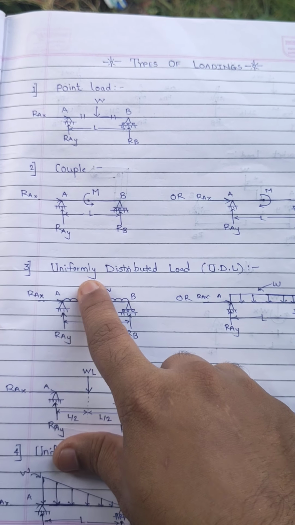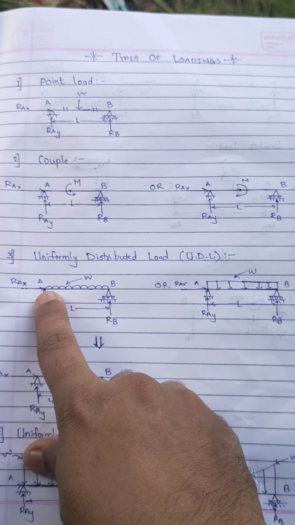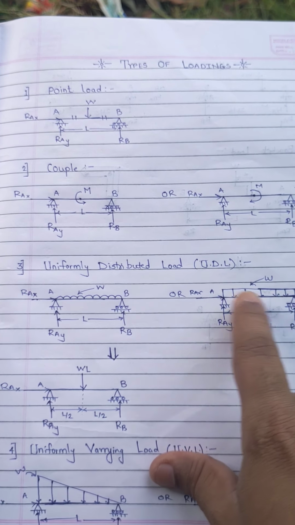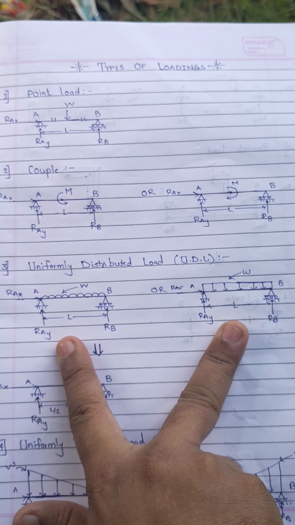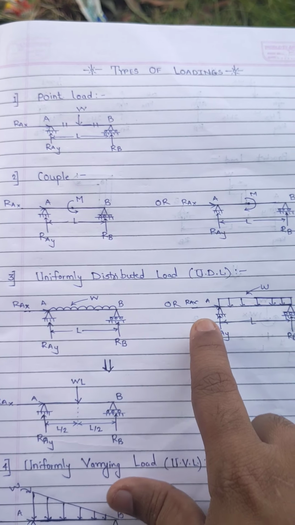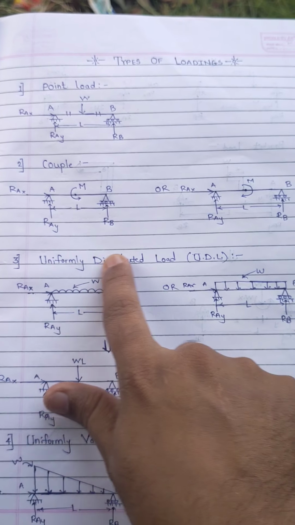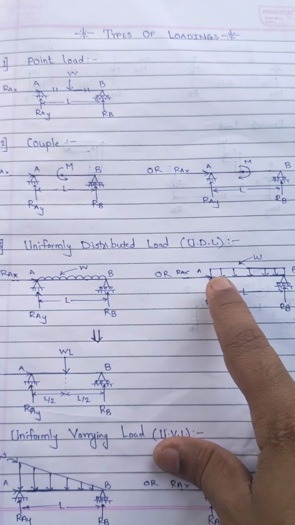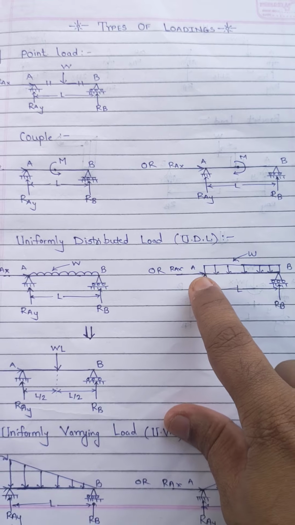Then there may be a uniformly distributed load, or you can call it UDL. There are two styles of showing it. Either you show it like this, or you may show it directly as a rectangle. So here I have shown one hinge support and one roller support. This is exactly the same. See, a UDL, or uniformly distributed load, is a rectangular type of load. Everywhere it is the same, that is why it is called uniformly distributed. So to convert this load into a point load, what you have to do is multiply length into breadth.